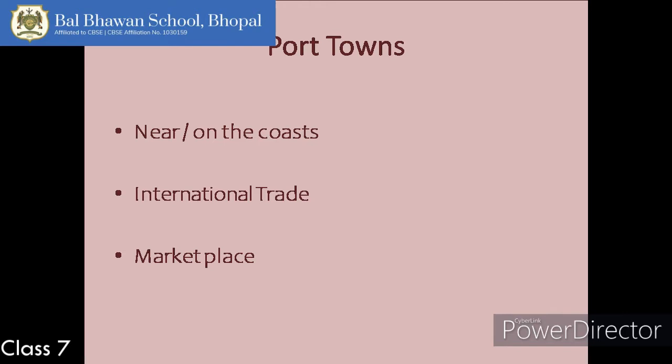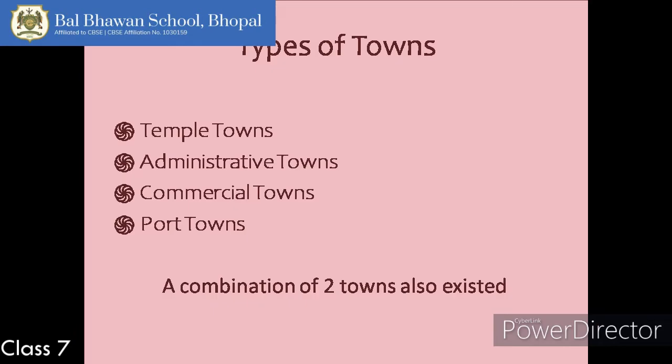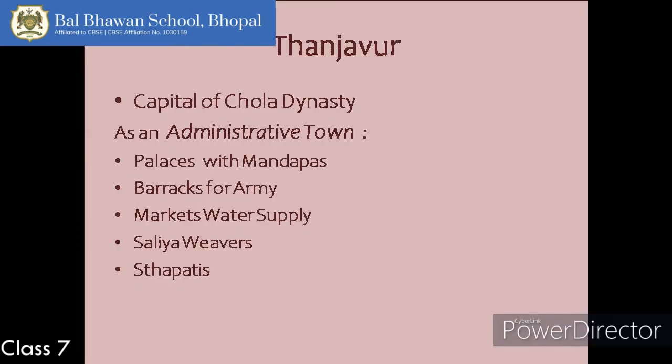And this is the town from where the goods were imported from the far off lands and were exported to the far off lands. Apart from these towns, there were other towns which combined several functions of two or even more towns all at once. For example, a town can be a temple town and an administrative center all together. An example of such a town is Thanjavur. Thanjavur, which was the capital of the Chola dynasty, served as an administrative center as well as a temple town.